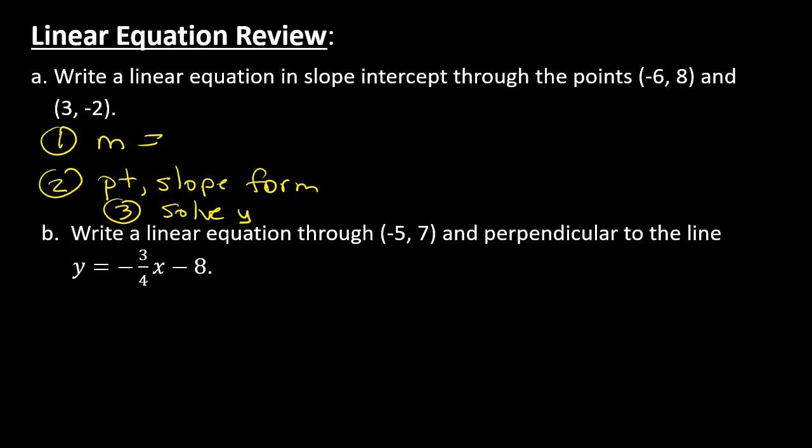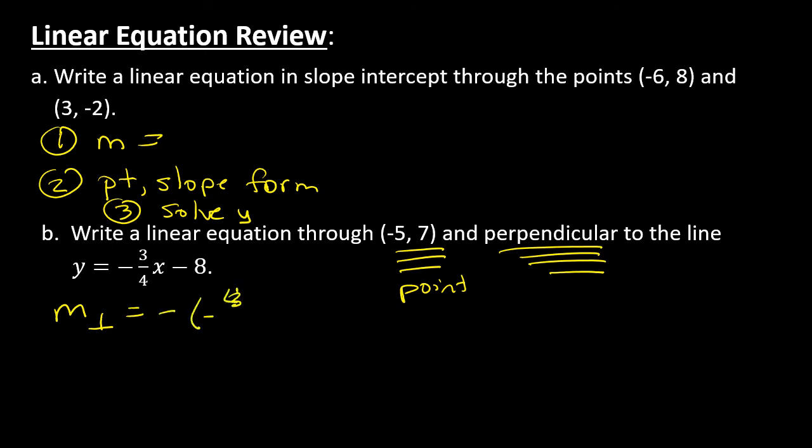Equation B. Write a linear equation through the point, so here we have a point, (5, 7), and perpendicular to this line. So what we have to remember is if we have the slope of a perpendicular, we're going to take the opposite reciprocal. So this becomes 4/3. So the slope of my new line is positive 4/3. So now I have a point and I have the slope, so I can use point-slope form. And really in this one, once I get it into point-slope form, I'm done because it just says a linear equation, so any form works.